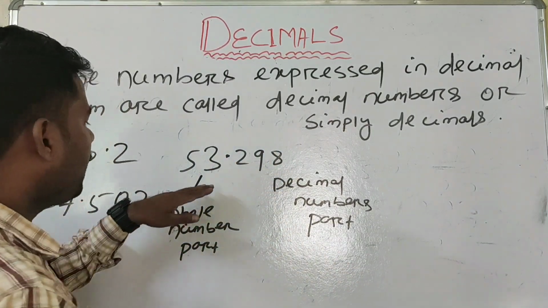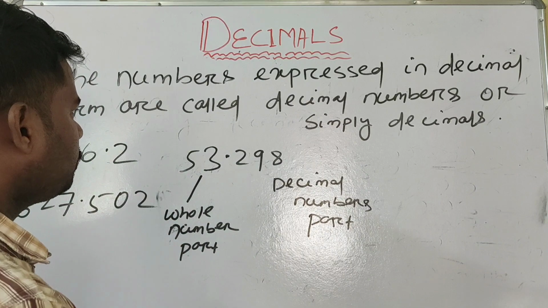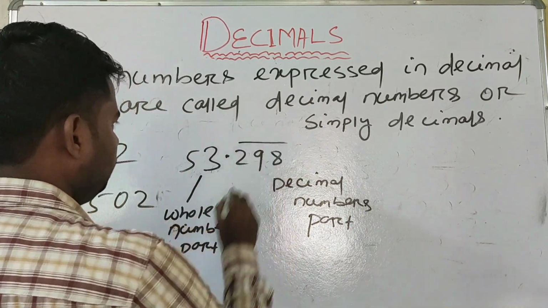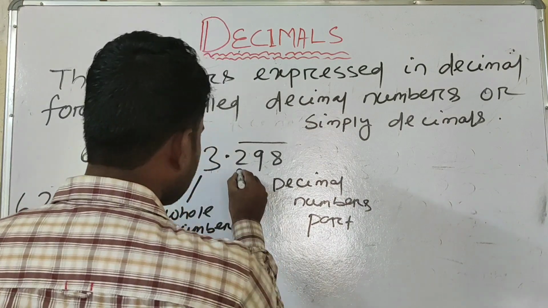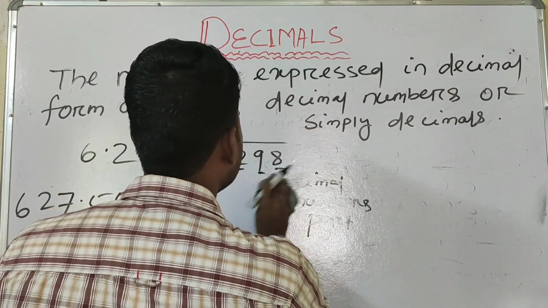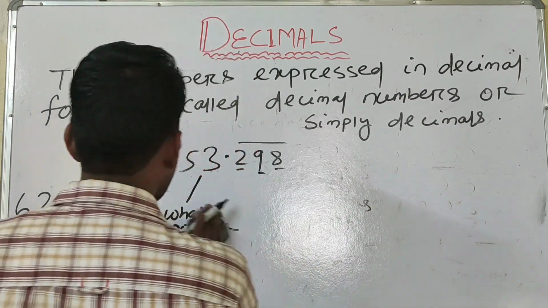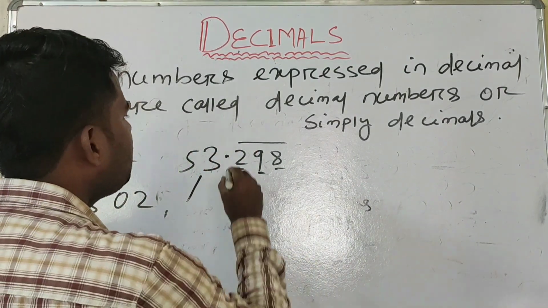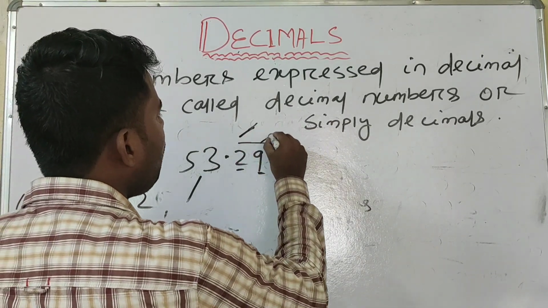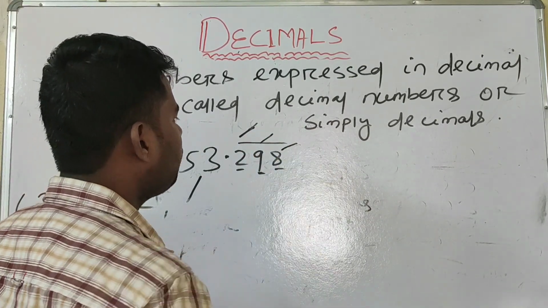We have known about the whole part, but what about this side? We don't know. Now we will learn one by one. This is the 10th part. This is the 100th part. This is the 1000th part.